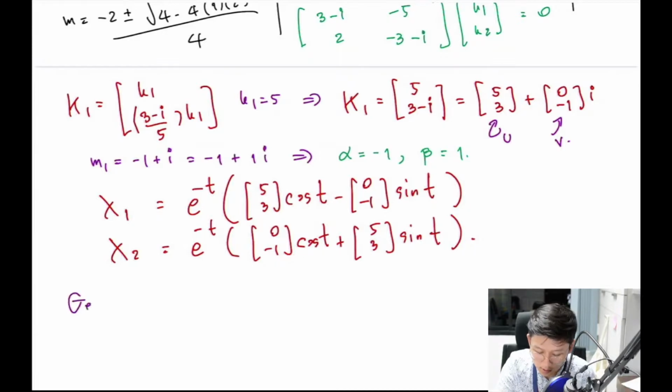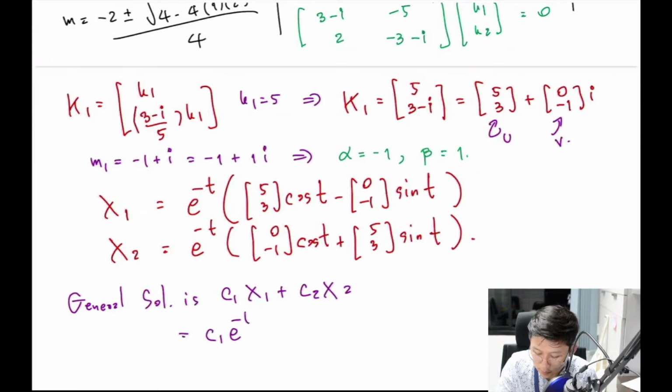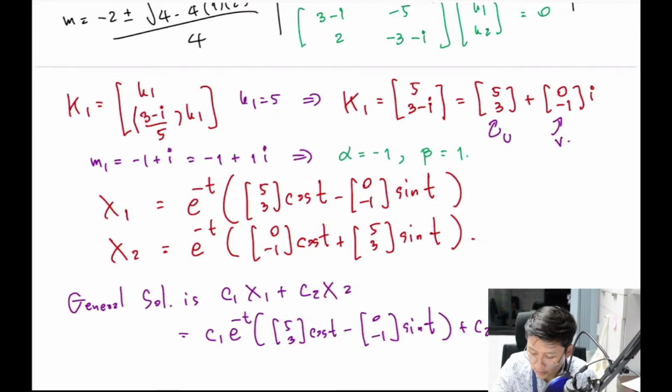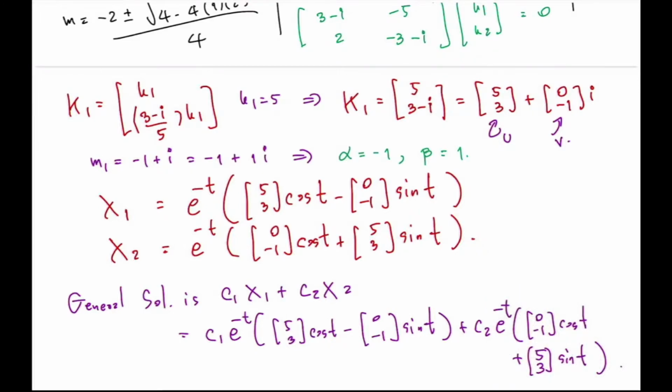So our general solution is c1 x1 plus c2 x2, and that is c1 e to the minus t, [(5, 3) cos t minus (0, minus 1) sine t], plus c2 e to the minus t, [(0, minus 1) cos t plus (5, 3) sine t], and that is our solution.